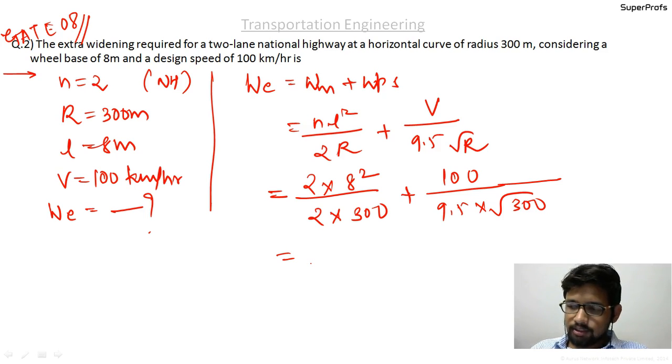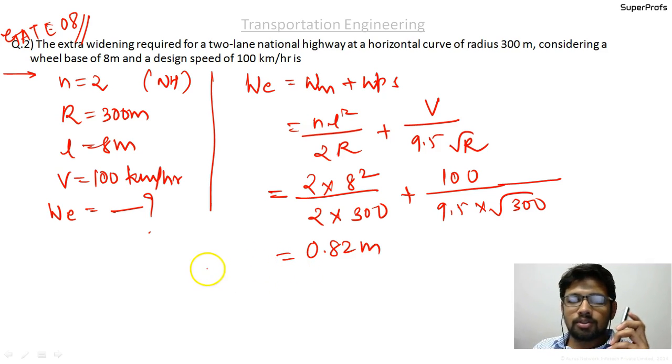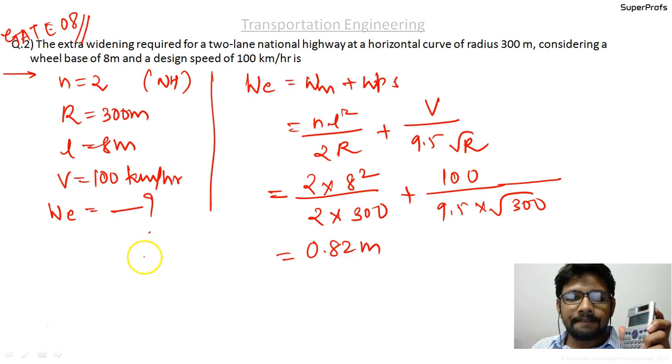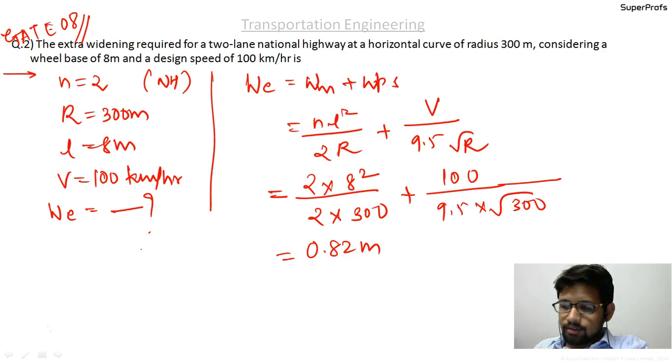So the answer is 0.82 meters. Okay, so right here, 0.82 meters is the extra widening required for a 2-lane national highway.